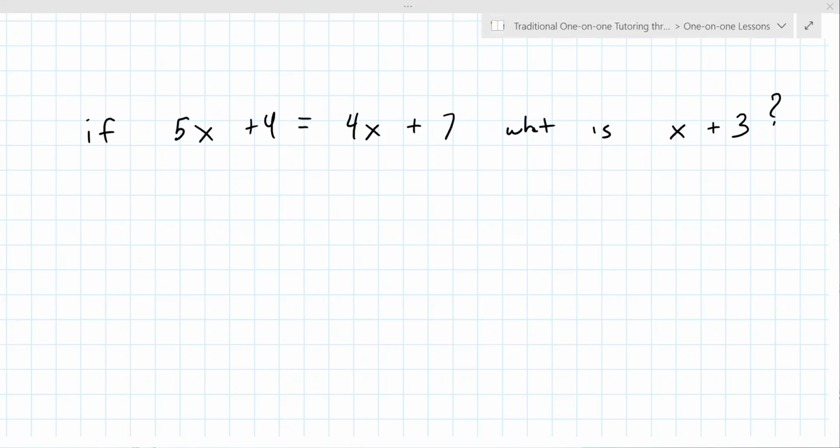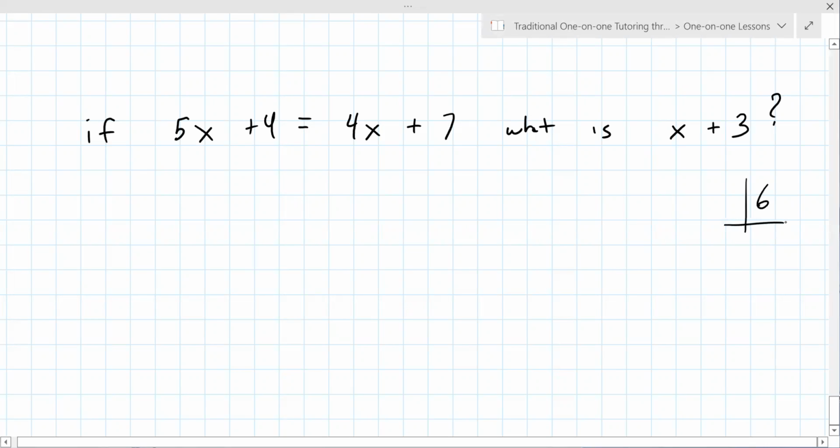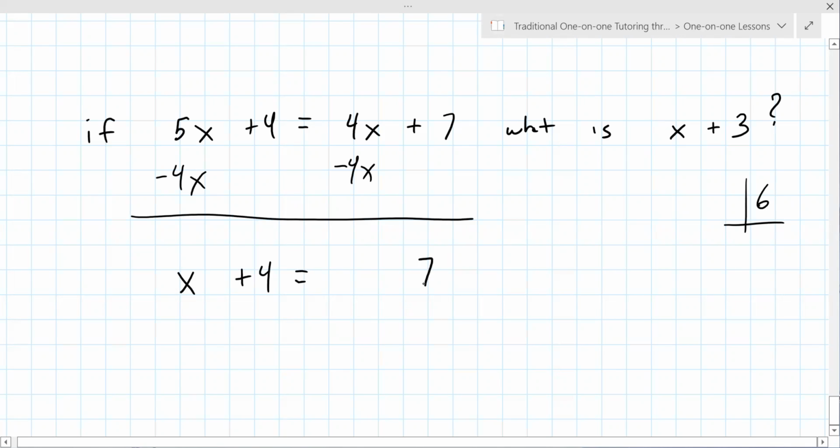I think the answer is 6. Okay, so your answer is 6. I haven't looked at this yet. I subtracted 4x from both sides. Is that what you did? Yes. Okay. So on the left here, I've got x plus 4 equals 7. And I really want x plus 3, so I'm going to subtract 1 from both sides. So yeah, x is 6.